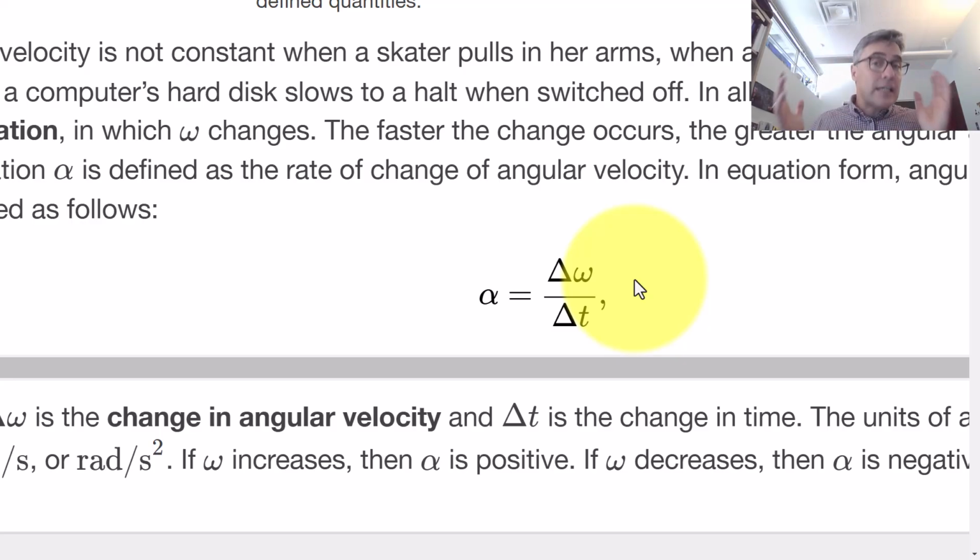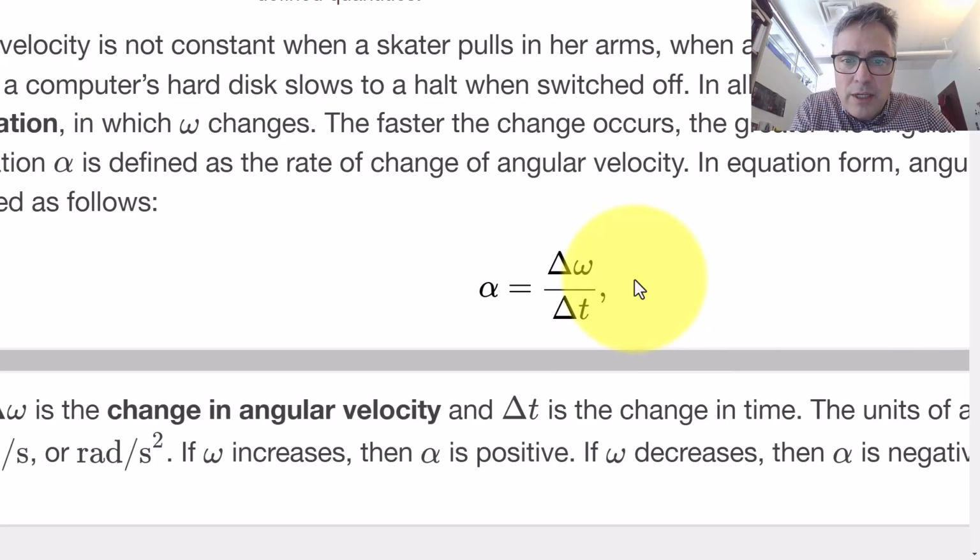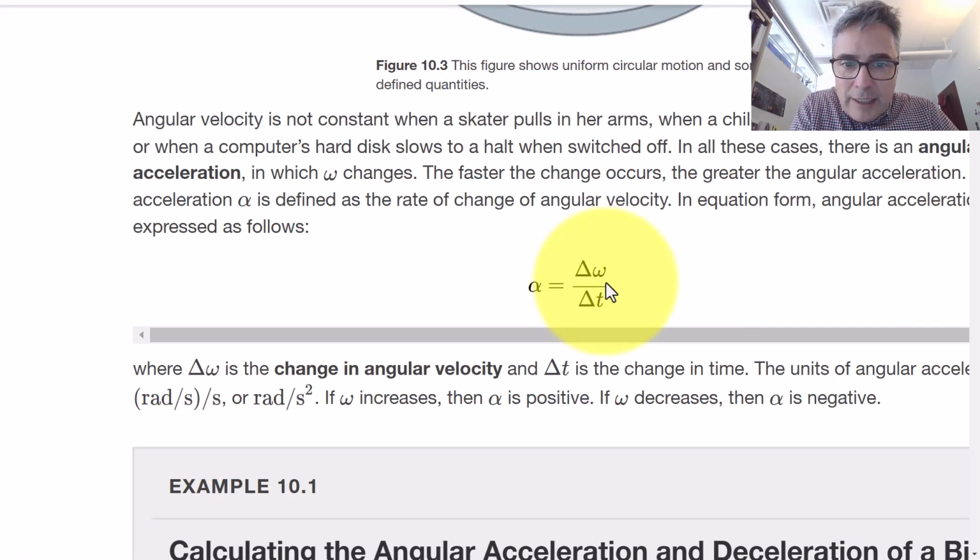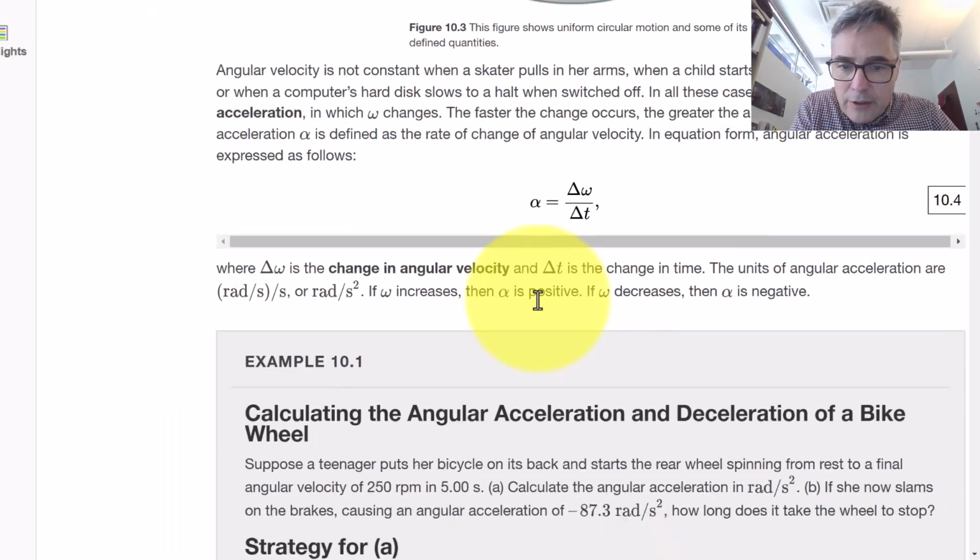So this is very analogous to when we had position. The rate of change of position was velocity. The rate of change of velocity is acceleration. So now we have angular position. The rate of change of angular position is angular velocity. The rate of change of angular velocity is angular acceleration. And you're just basically using the Greek letters instead of the English letters.